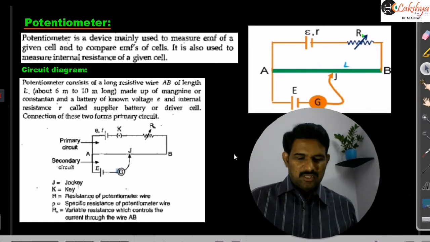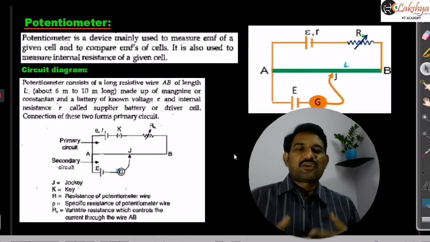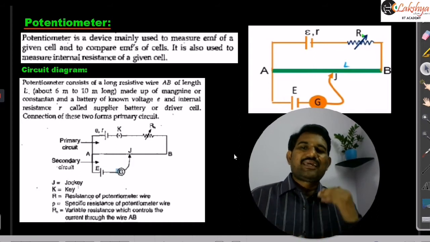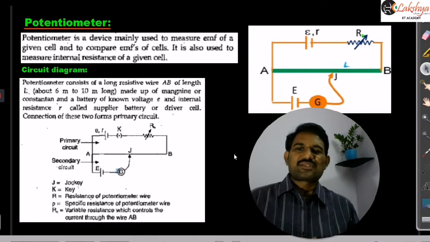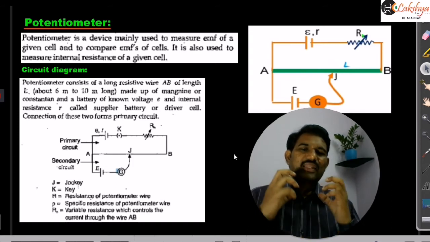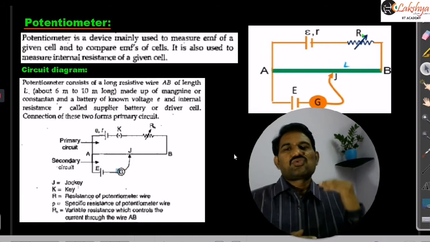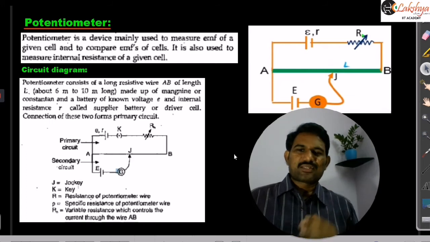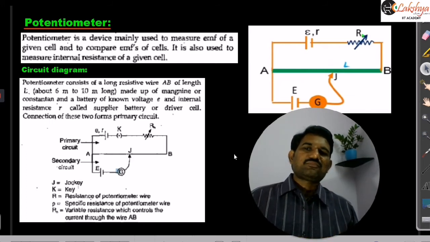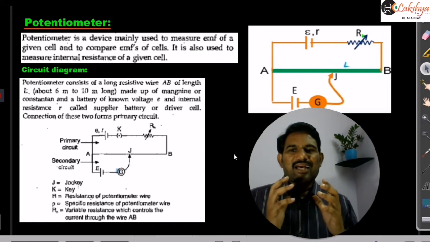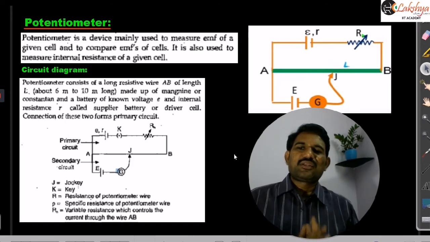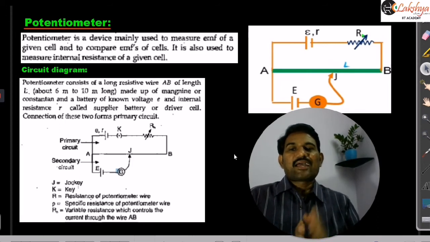We can find the potential difference between any 2 points in that circuit, and we can find the internal resistance of a cell, and we can find any thermo EMF produced in that circuit. Thermo EMF we will discuss later. And it is used to calibrate many devices like a voltmeter. The main advantage of this potentiometer is that it gives more accurate values when compared to a voltmeter.